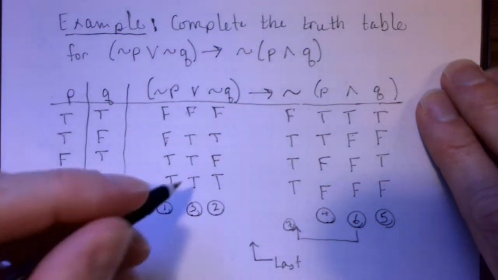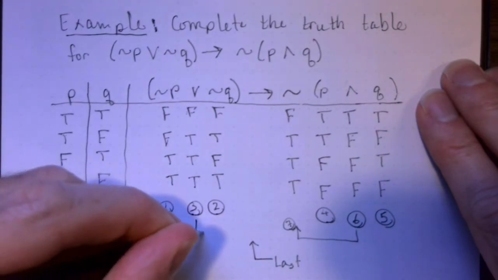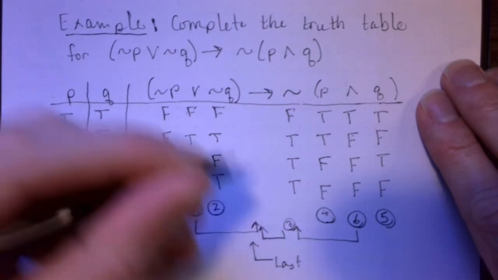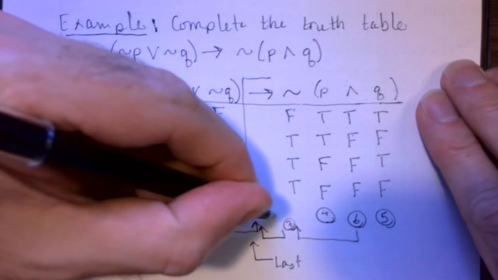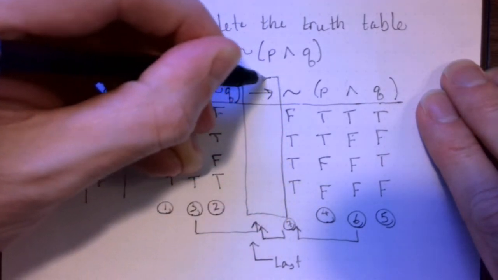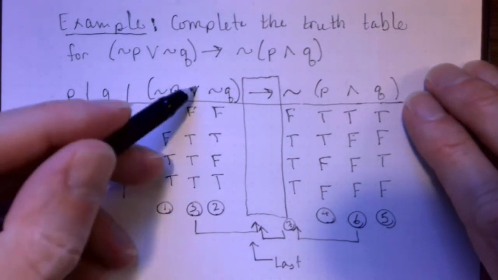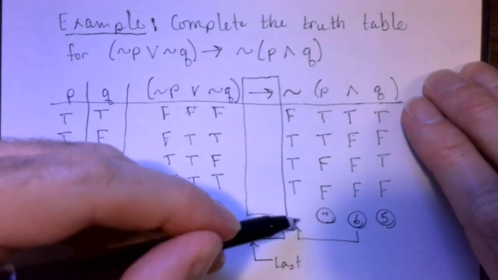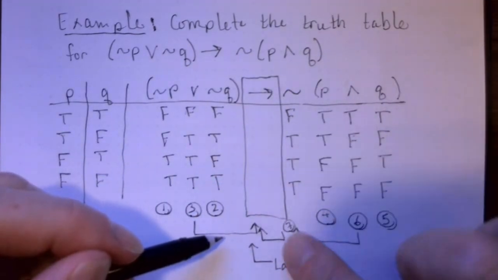Okay. So now what I'm looking at is column 3 and column 7 together to fill out the implication. This is the punchline right here. This is my antecedent in column 3. This is my consequent in column 7.